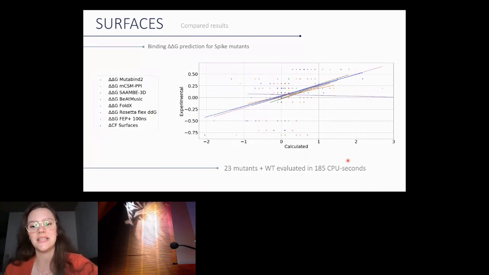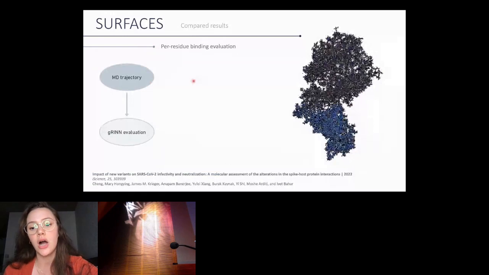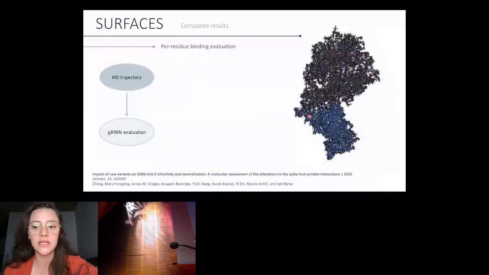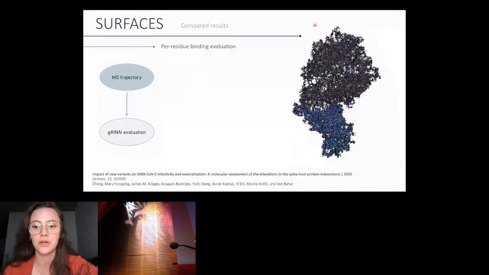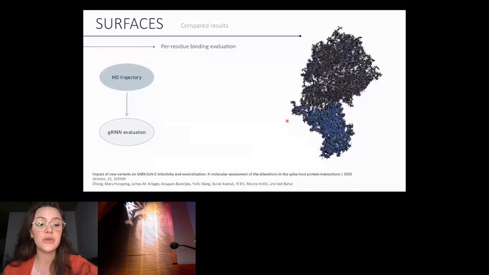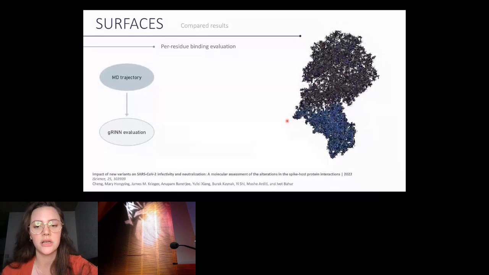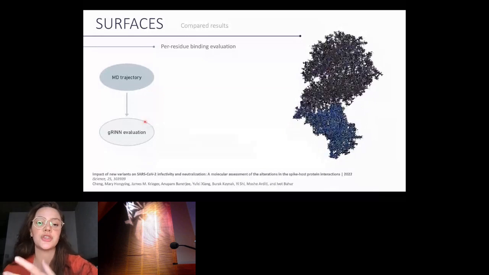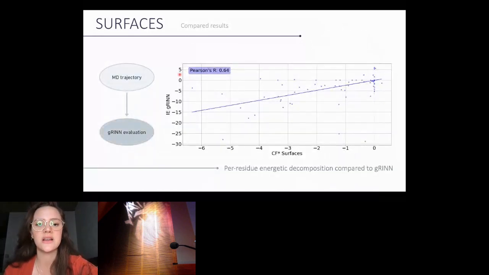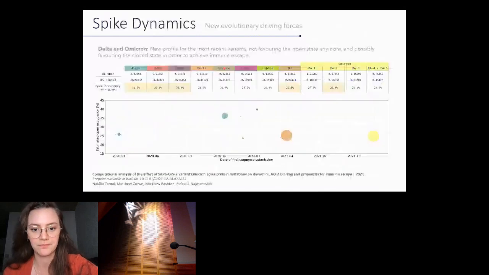For our second validation, particular to spike, we wanted to compare the per residue binding evaluation, which is something that we claim we do. So for that, we took a molecular dynamics trajectory that was already published of the receptor binding motif of the Delta variant and the receptor ACE2. And we used gREST, which is a very well-used method to evaluate the interaction per residue. And we see here that our correlation with the results from gREST for this per residue energetic decomposition was 0.64.